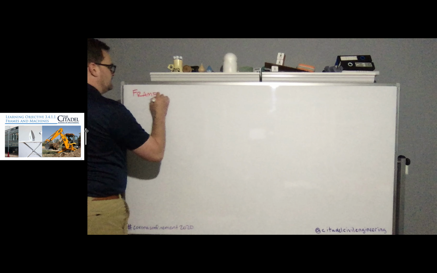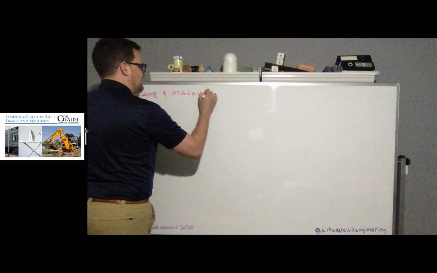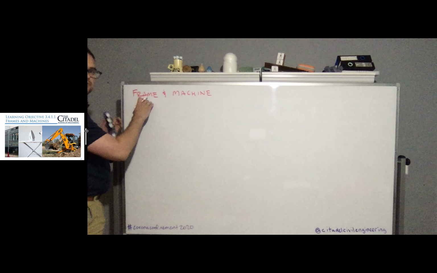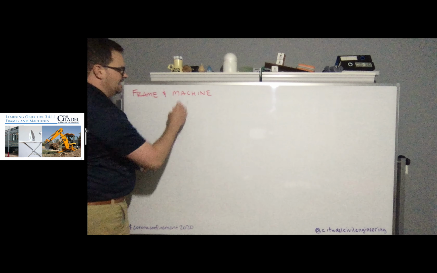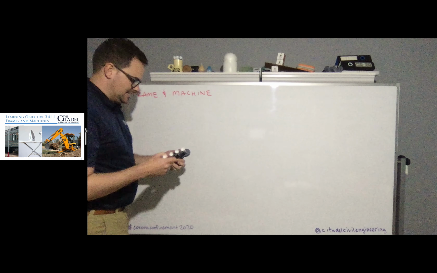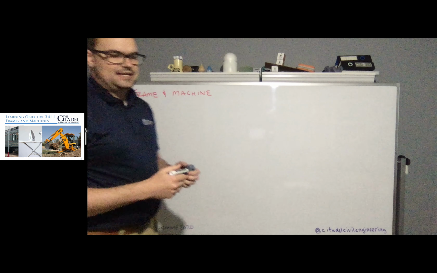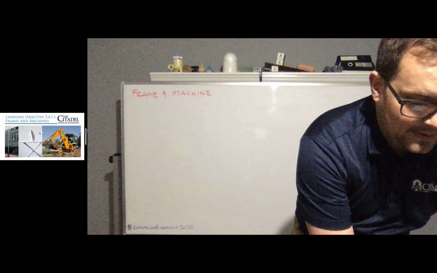a frame and a machine are basically the same thing, just depending on what they're used for. Frames would typically be used to hold things in place. Statics, yes. And machines would be the same design, but intended to move things. So dynamics, that's next semester. In both cases, frames and machines are made up of multiple members that are pin connected.